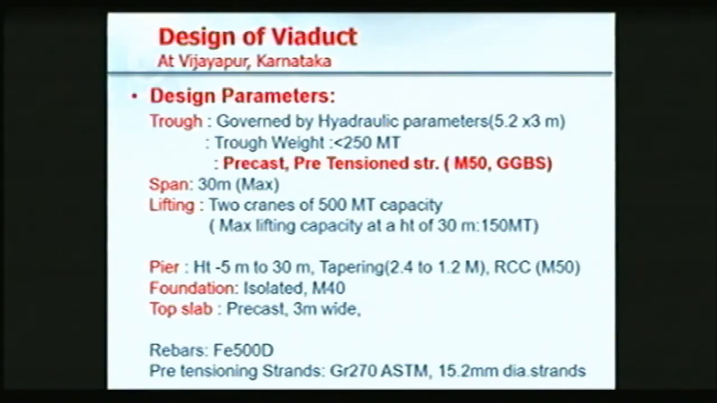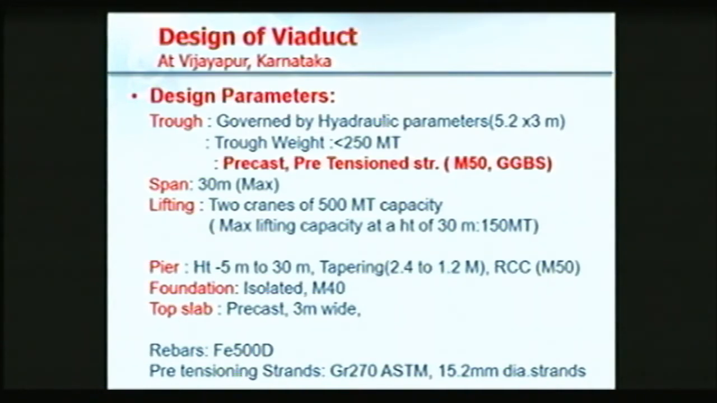So what we did is our trough went for precast in the precasting yard, with weight not increasing beyond 250 metric ton, because the maximum capacity was 125, 150 tons. So we decided to use two cranes, one at each end of the entire span, so that we are in a position to lift with a maximum capacity of 250 metric ton. So that was one constraint. Because of that constraint, we restricted the span, which turned out through our preliminary designs to be 30 meter.